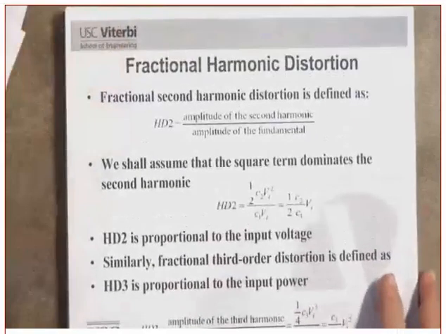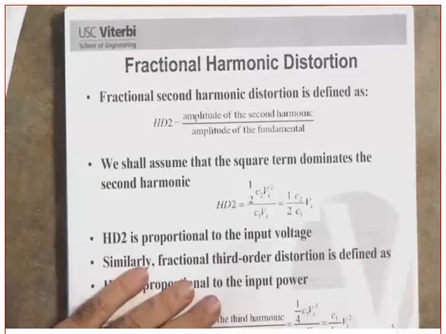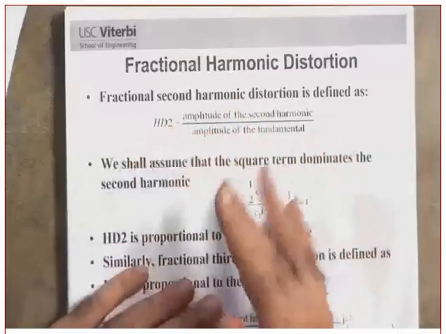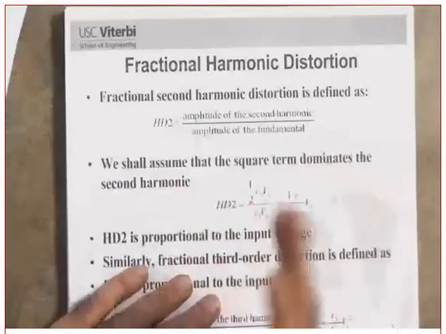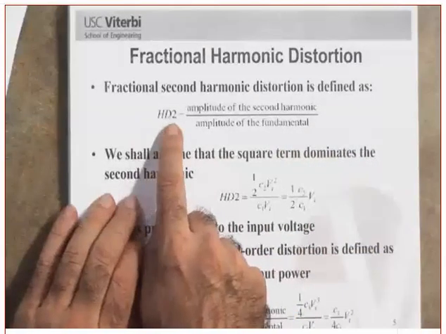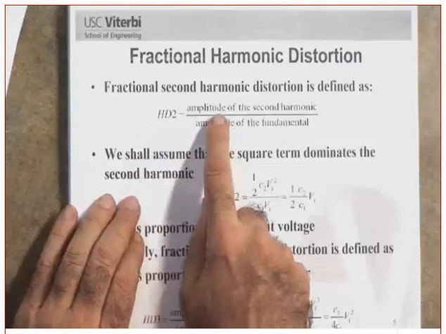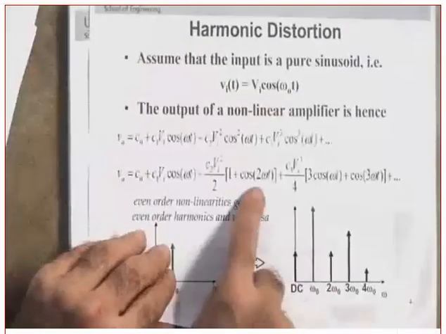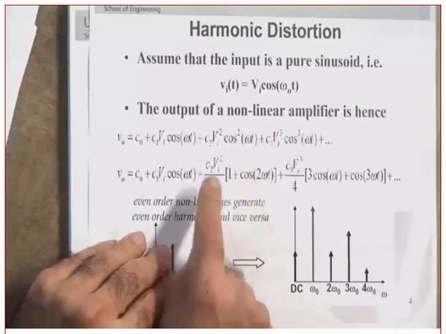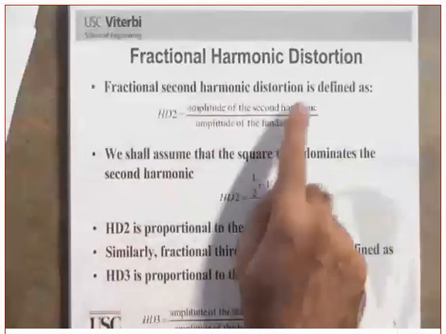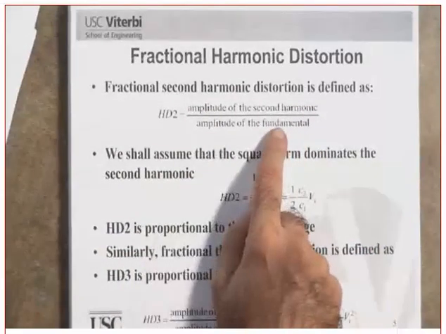Now, so what did we say? We defined a couple of items in here. The first one is called the fractional harmonic distortion. Keep in mind, when you talk about fractional harmonic distortion, it's ratios of voltages, rather than ratios of power. HD2 stands for the fractional second harmonic distortion, which is the amplitude of the second harmonic. Where is it here? It's this one. Where is the amplitude? It's C2 VI square over 2, divided by the amplitude of the fundamental.